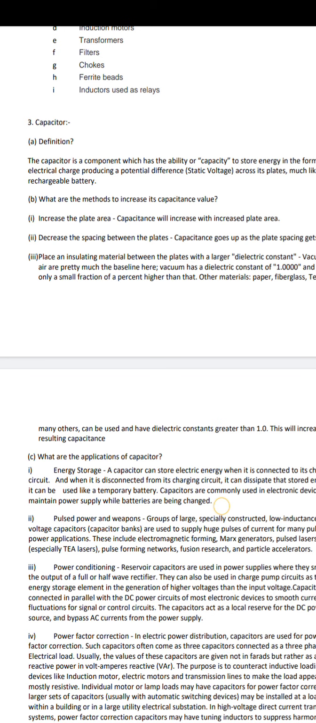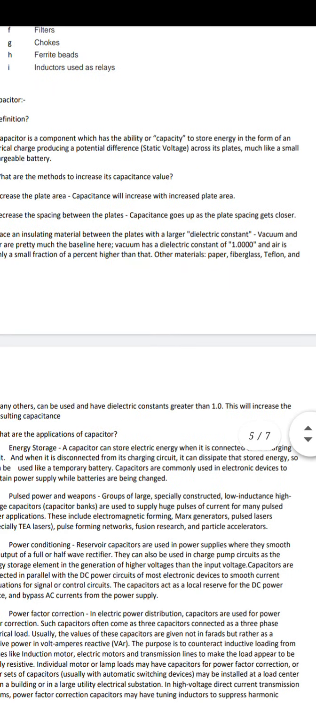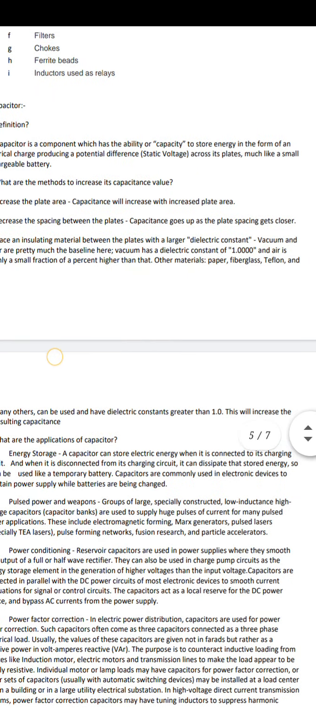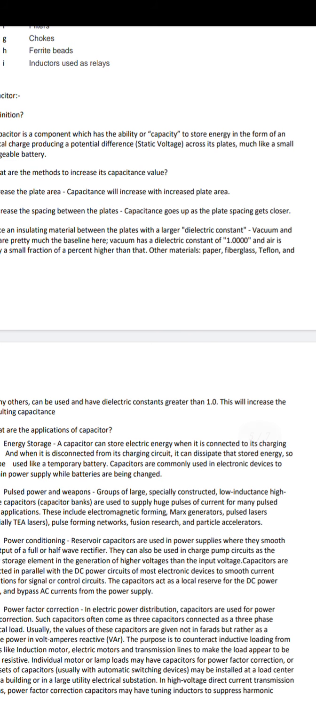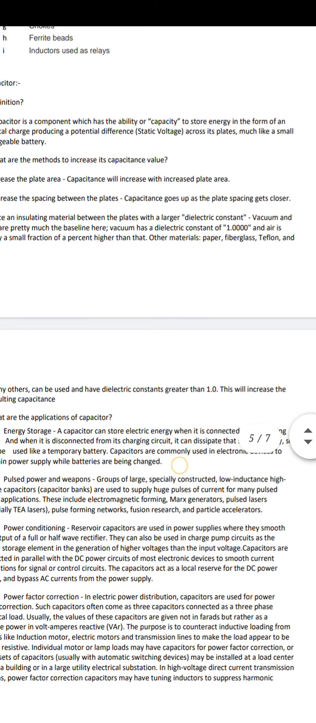For the third method, use an insulating material between the plates with a larger dielectric constant. Vacuum has a dielectric constant of 1.0, only a small fraction of a percent lower than air. Other materials such as paper, fiberglass, Teflon, and many others can be used, with dielectric constants greater than 1.0. This increases the resulting capacitance.